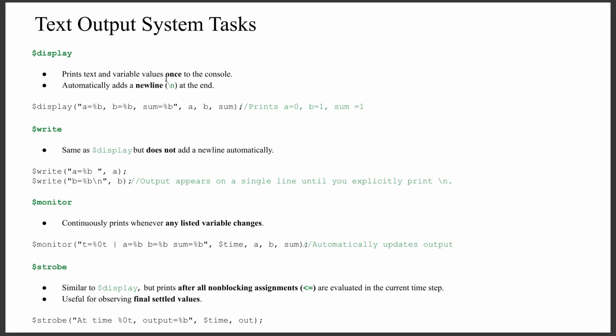So text output system tasks. $display prints text and variable values once to the console and automatically adds a newline to the end. So we display a, b, and sum, and we print out a is equal to 0, b is equal to 1, and sum is equal to 1, whatever the variables happen to be. $write is the same as display, but does not add a newline automatically. $monitor continuously prints whenever a listed variable changes. So whenever one of these variables changes, we automatically update the monitor. And $strobe is similar to display, but prints after all non-blocking statements are evaluated in the current time step.